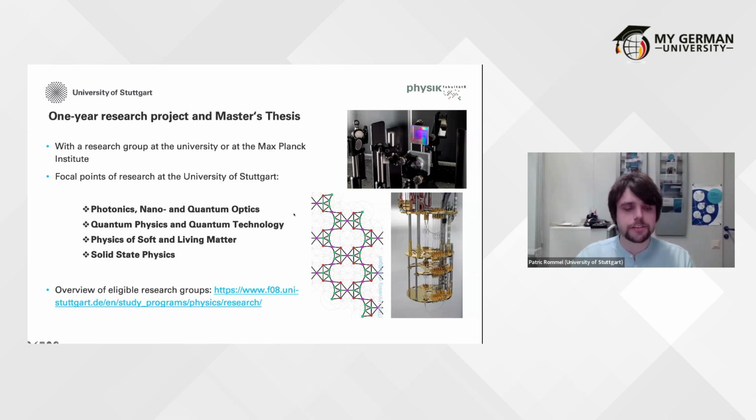I listed them here. A lot of research here at the University of Stuttgart in physics is in photonics, nano and quantum optics. Quantum technology is a really important part. Then we have physics of soft and living matter and solid state physics. So you can see the profile goes in this direction. If you're very interested in particle physics, then maybe the program in Dortmund is more interesting for you. But if you're interested in quantum technologies, solid state physics, and so on, then the program here in Stuttgart might be the right one for you.